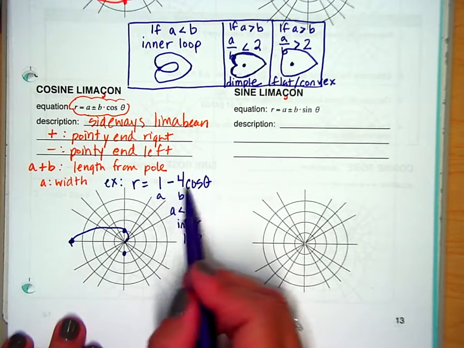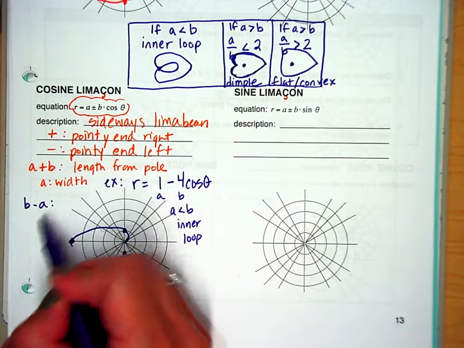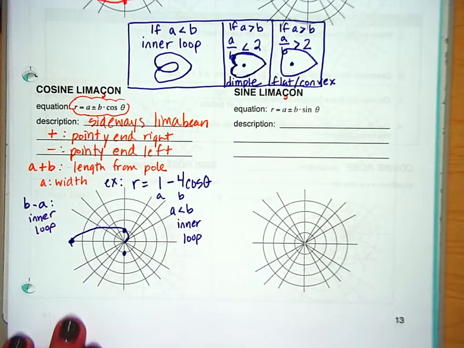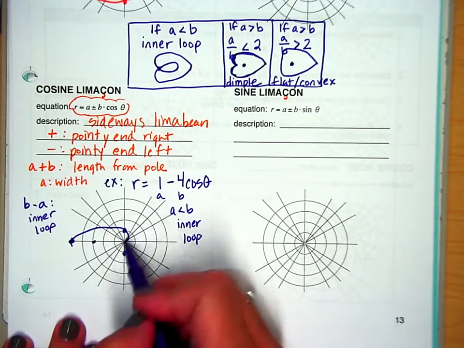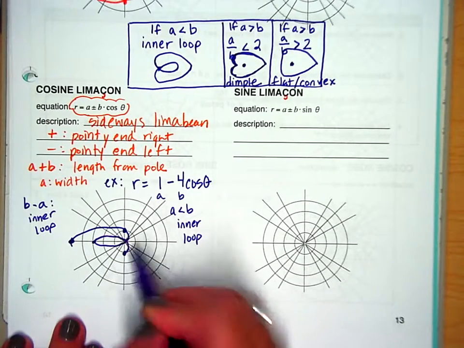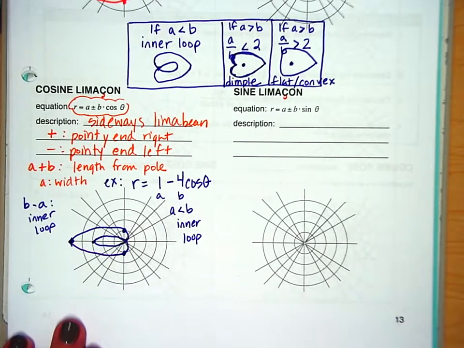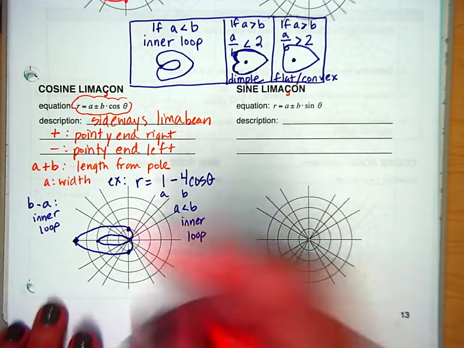How do I know how big the inner loop is? All I'm going to do is take that difference. So B minus A is always going to give you the inner loop. So 4 minus 1 gives me 1, 2, 3, and I loop-de-loop around, go back through the pole, back out to that 1 that was down there, and to my pointy end. And I am done. Kind of cool, huh?